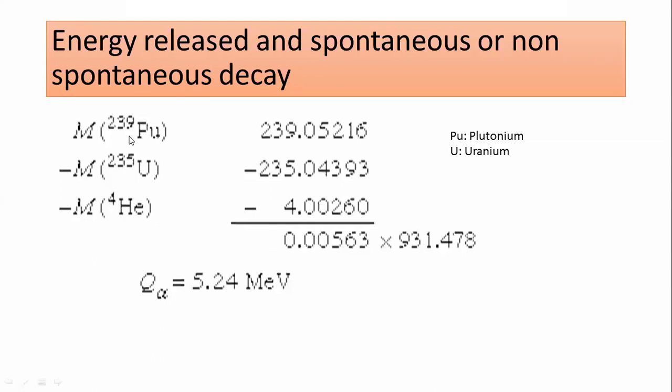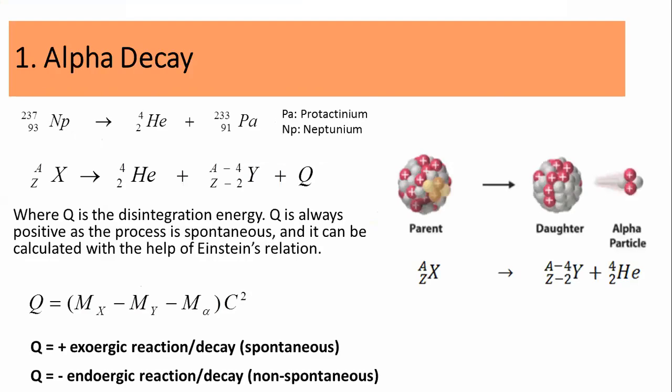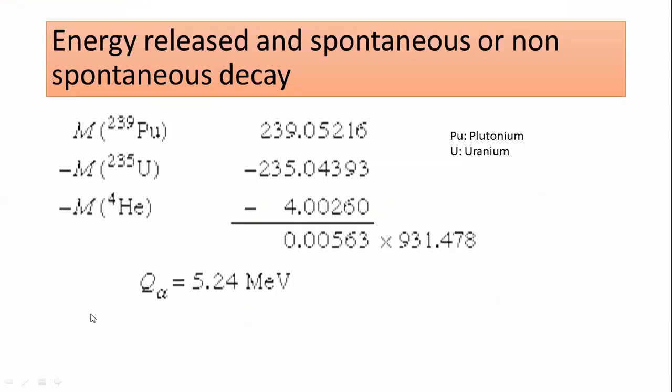So simply, if this is given, the mass of plutonium is 239.05216, the mass of uranium 235 is this, and the mass of helium is 4.00260. So what is happening? This is the mass of the parent, and this is the mass of the daughters. As we use the equation, you have to subtract from each mass. So that's why this is being done over here. This will be positive, this will be negative, this will be negative, and this is the mass difference.